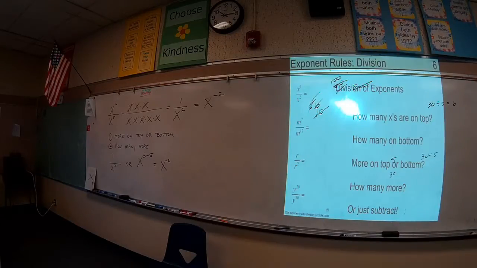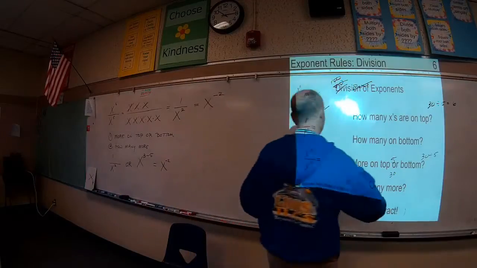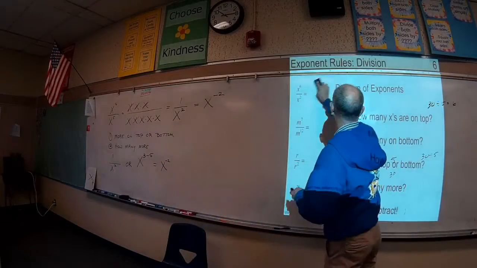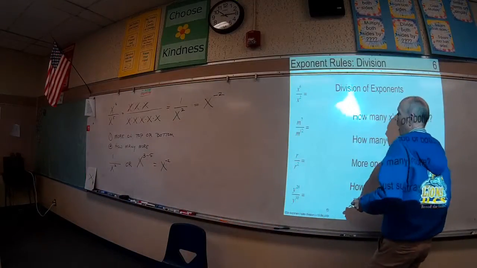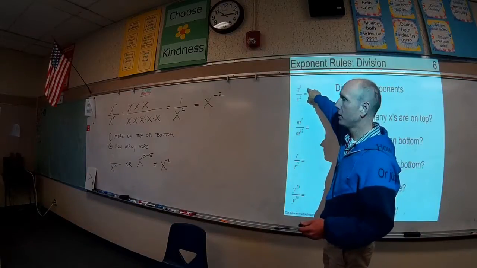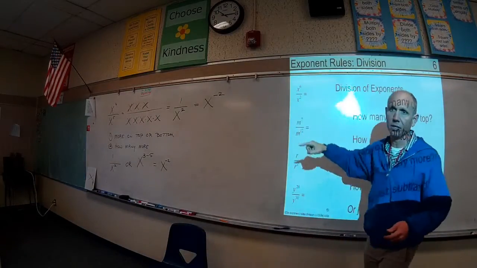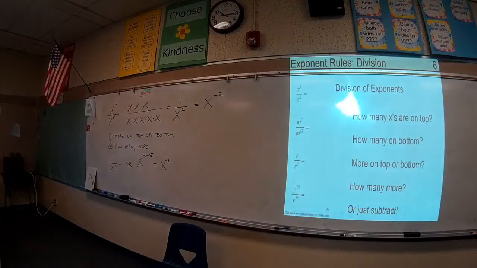Here we go. Listen to my instructions. I want you to simplify x to the 6th over x to the 2nd. What do I do? Are there more on the top or the bottom? How many more? Or I just subtract the number. Beautiful. And you're even showing me the invisible one. That's optional, which is great.